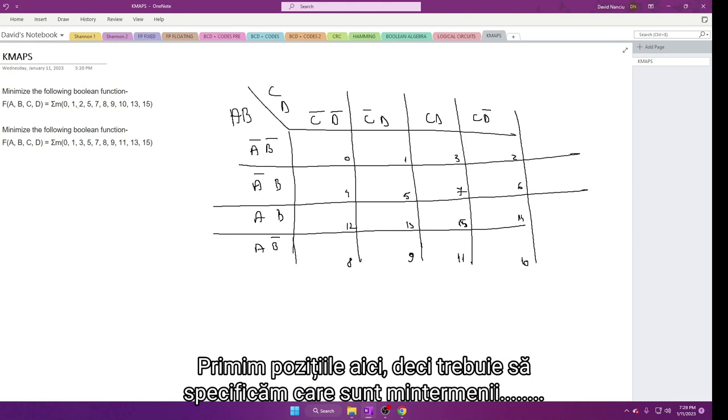We are given those positions right here, so we have to specify which ones are the minterms, and we know that it's 0, 1, 5, 7, therefore we have 8, 9, 11, not 11, sorry, I was watching the second problem, 15, 13, and 10 right here.